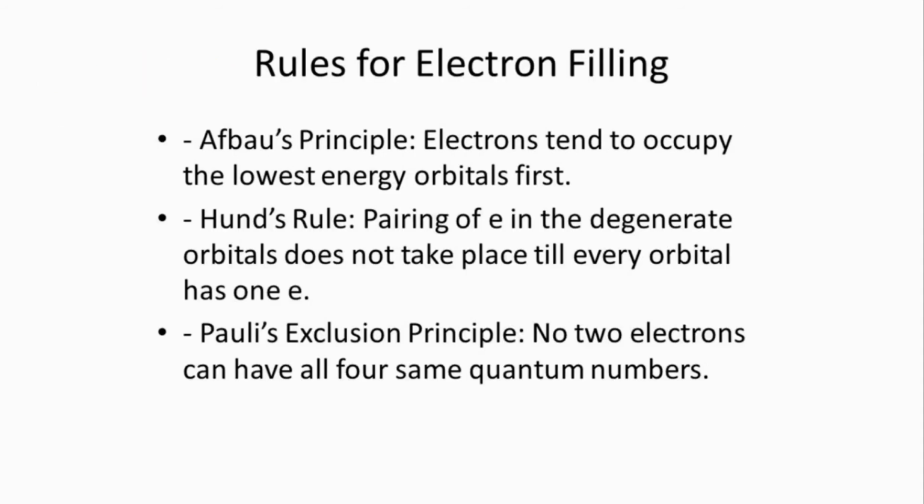To summarize these rules, the Aufbau Principle says that the electrons will occupy the lowest energy orbitals first. So they start out at n equals 1. Hund's rule says the electrons will not pair in their orbitals until every orbital has one electron in that shape and energy level. And then the Pauli exclusion principle says that no two electrons can have all four of the same quantum numbers.